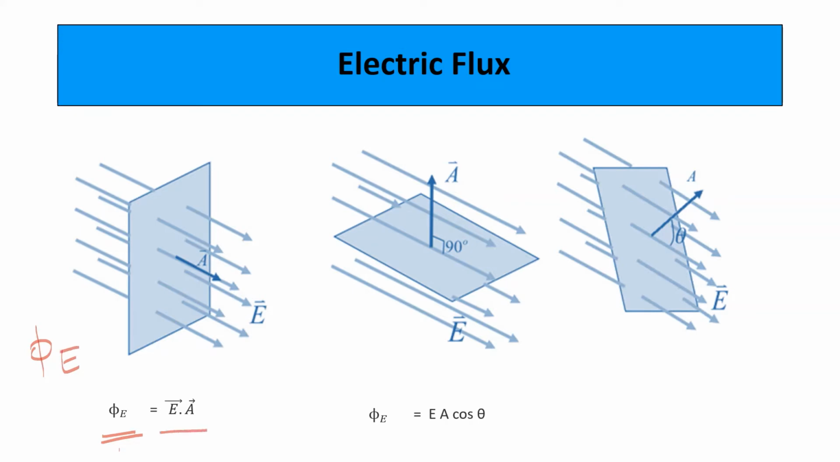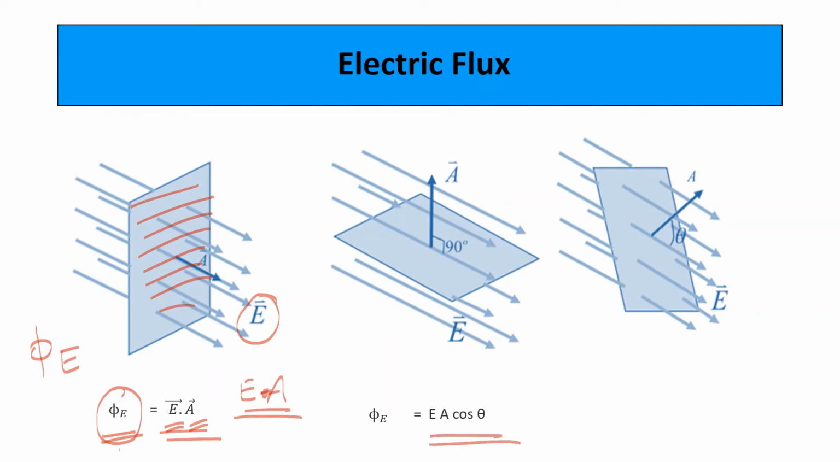This is E dot A. Electric flux is equal to E dot A, where this is E and this is A. E is a vector quantity. A is also a vector quantity. But phi is a scalar quantity. E dot A means it is a dot product. What is dot product? Dot product is EA cos theta.